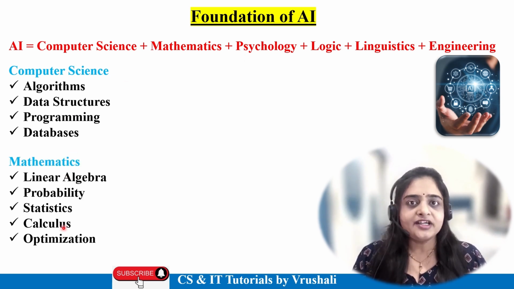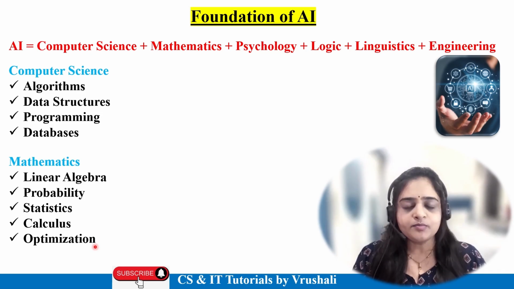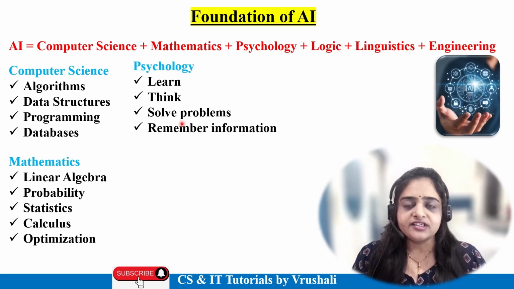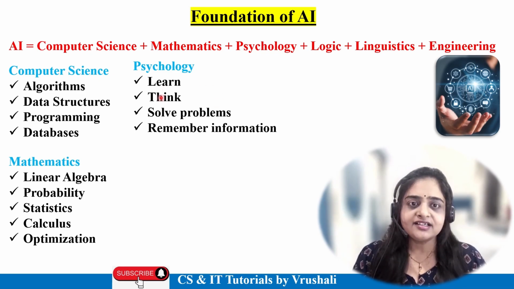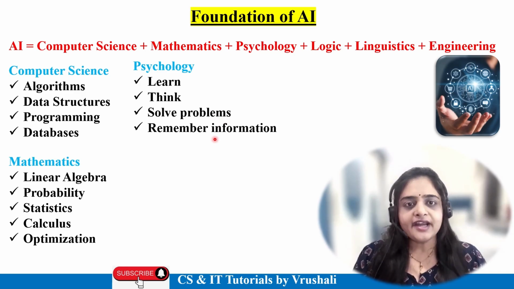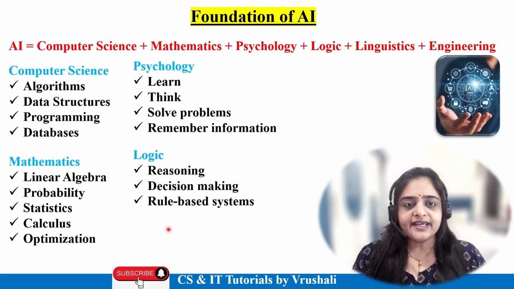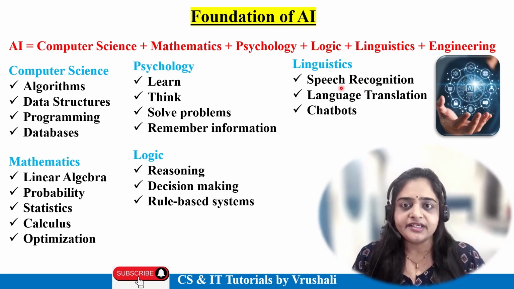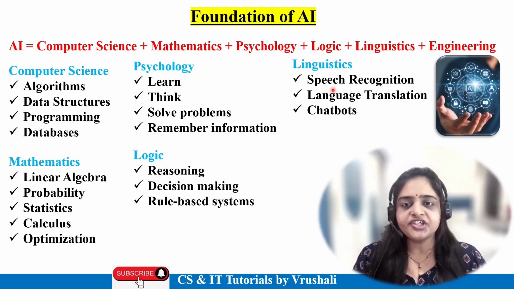Then in mathematics, there are multiple mathematical calculations like linear algebra, probability, statistics, calculus and optimization. They support AI. Again, in psychology, here AI system can learn from historical data, think like a human, solve complex problems and also remember information. Then next, AI also supports logic. Logic is the foundation base of AI, right? So here AI system can do good reasoning, decision making and rule based systems. They follow proper rules and protocols. And the last one is the linguistics department. Here, AI system can do speech recognition, language translation, and also work like a chatbot. So these all are the foundation and base of AI.